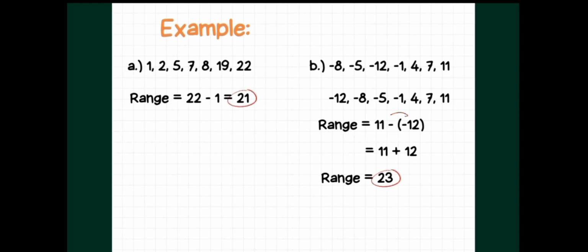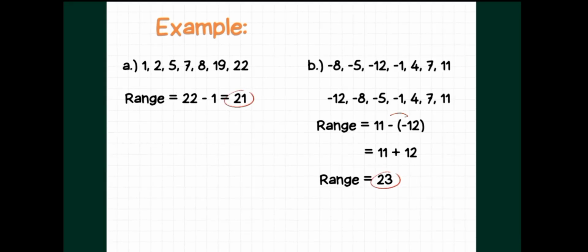So ang highest data value is 22 and the lowest data value is 1. So 22 minus 1 is equals to 21. Therefore, 21 ang ating range sa dataset letter A.